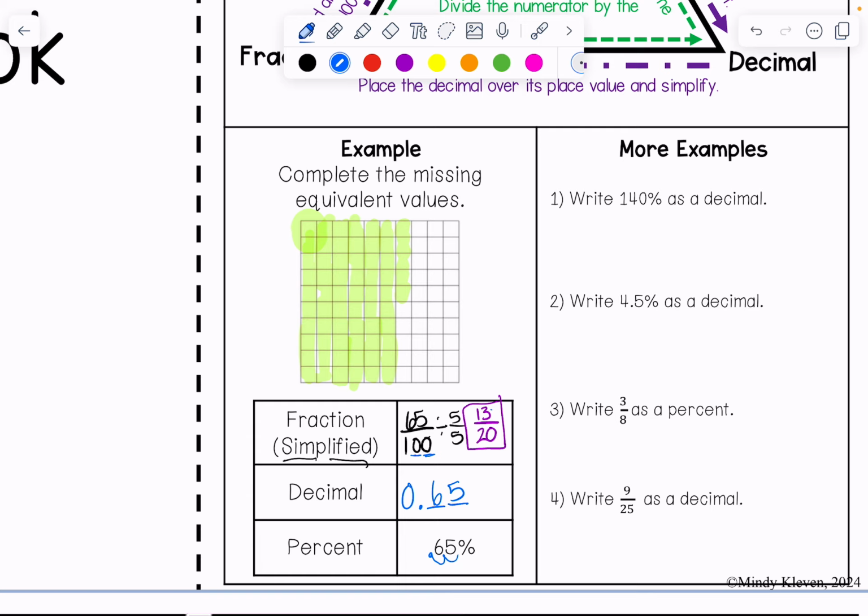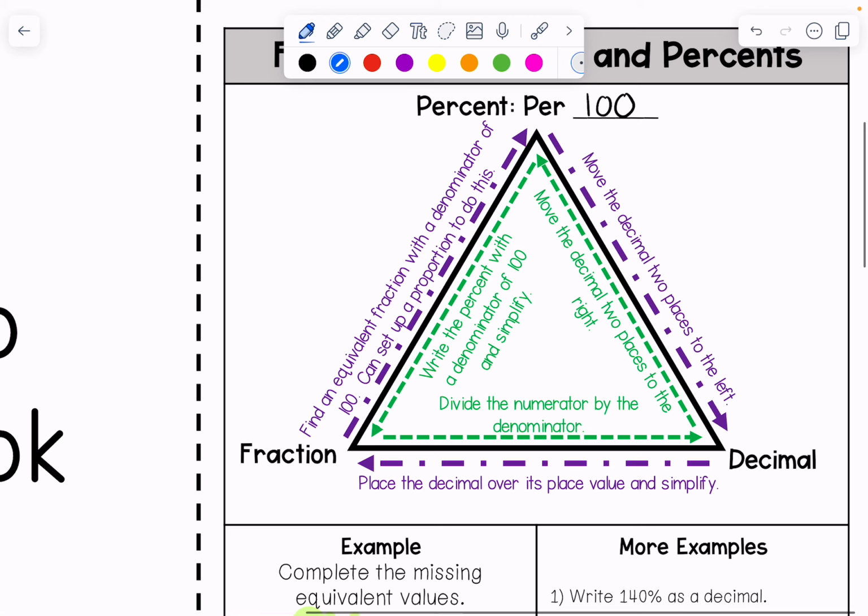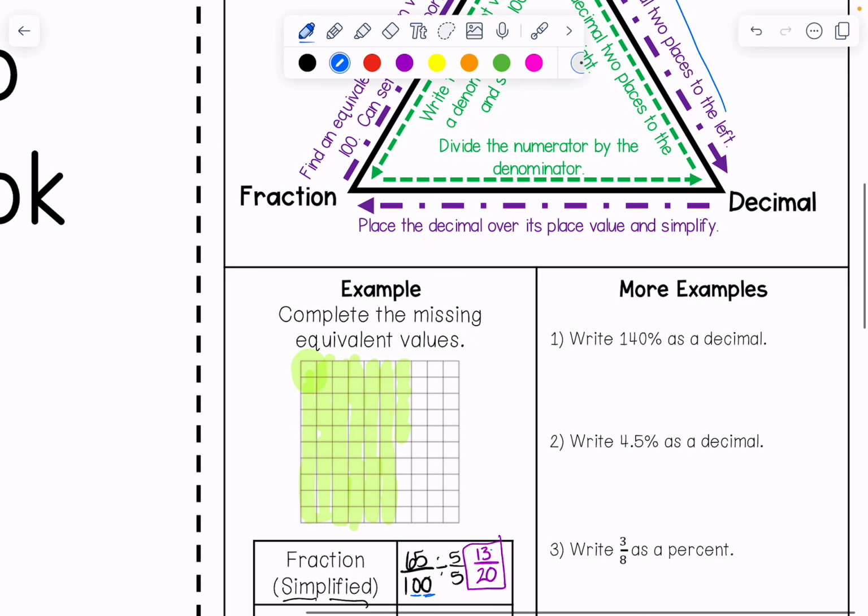So we're going to do a couple of just different conversions between some different types of numbers, and then we're going to focus on some more visuals here. So writing 140% as a decimal, all right? When I go from a percent to a decimal, so if I look at my chart, I'm moving this way. So I'm going to look at this purple arrow. It says move the decimal 2 places to the left. So 140%. Now I don't see a decimal, which means my decimal is behind that 0. So I'm going to move my decimal 2 places to the left, and I actually end up getting 1.4.